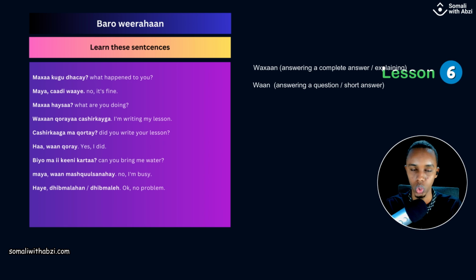For example, I said to you, qurac ma cuntay? Just say waan cunay. I have or I eat. You don't need to say waxaan cunay. If I ask you maxaa cuntay, what did you eat? You have to go with waxaan. Waxaan cunay canjeero iyo shaax. Waxaan cunay rooti iyo ukun. Like that. So it's just that easy.